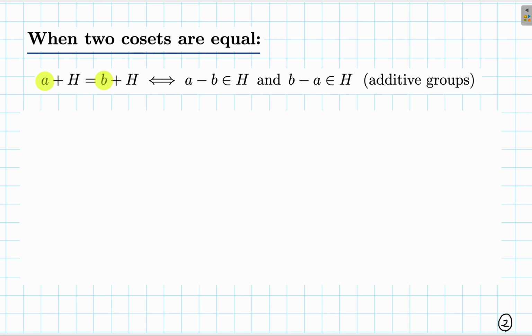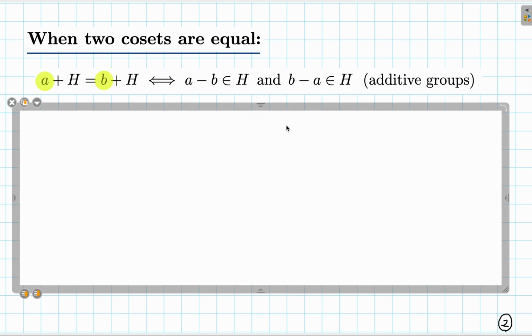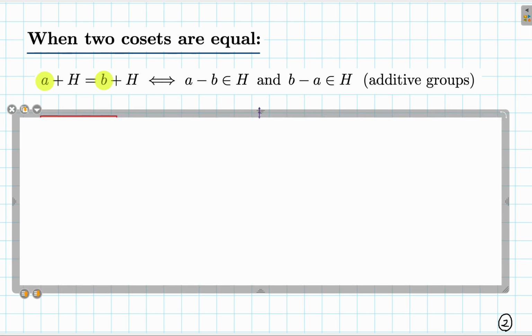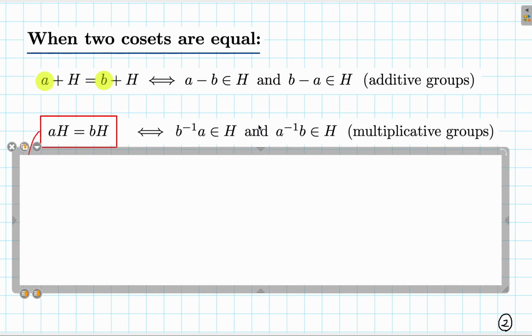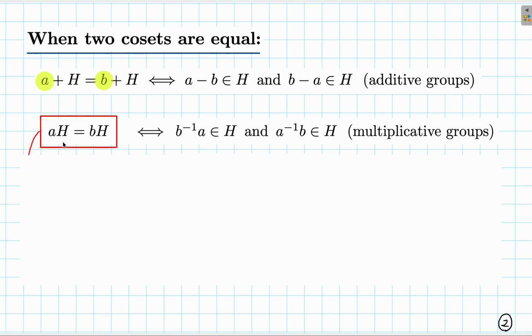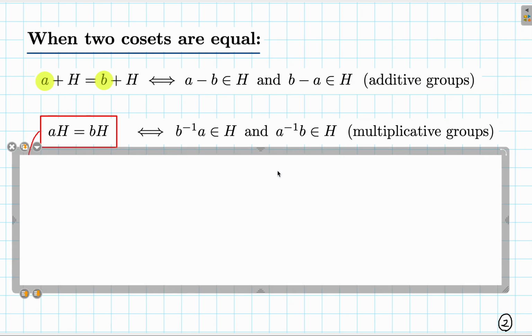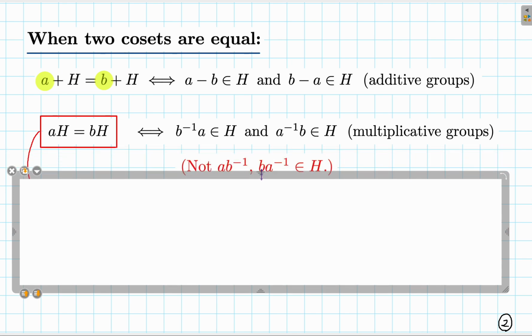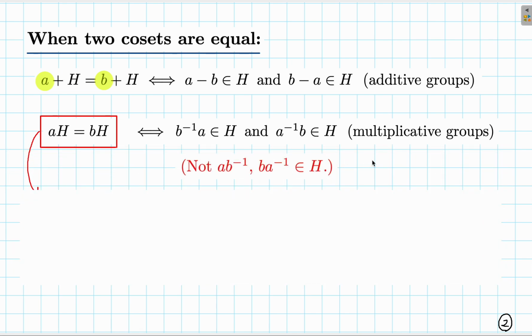Now let's look at the multiplicative case when the group operation is multiplication. Then the cosets AH and BH are equal precisely when the elements B inverse A and A inverse B are elements of H. And here, please be careful, it's B inverse A and A inverse B, not AB inverse and BA inverse.